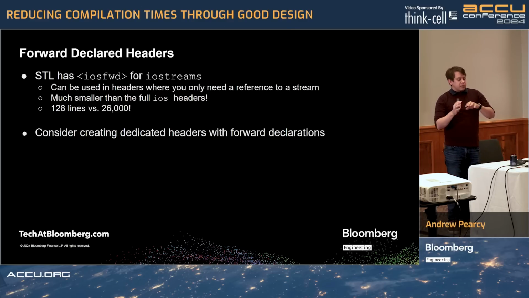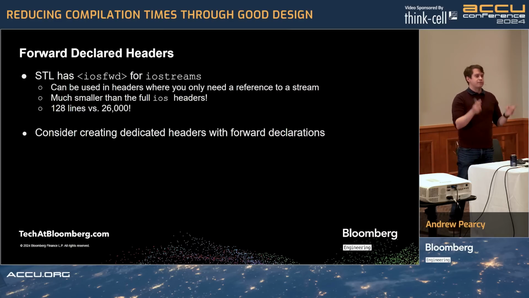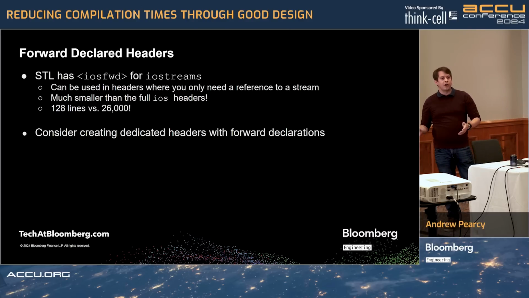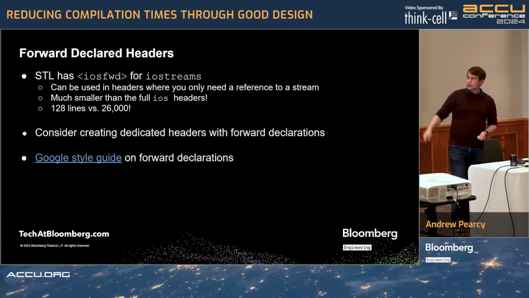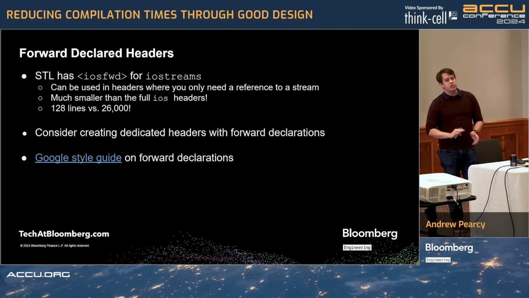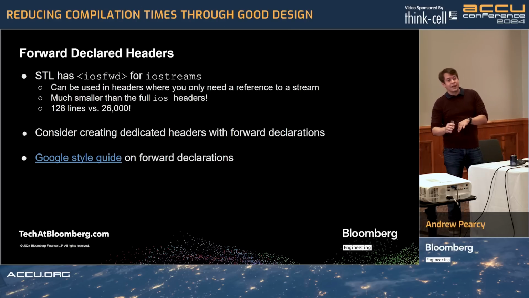The other one is consider creating dedicated headers with forward declarations for your classes. Or if you're a library owner, please create them for your library, because users of your library can then take the forward declaration as long as they don't need to know the size, and they can actually reduce the number of times they have to compile and pass through your headers. On that note, there is a Google style guide on forward declarations, when you should and shouldn't do it. The rule of thumb is very much you can forward declare what you own, but don't forward declare what you don't own. And it is strictly undefined behavior if you try and forward declare anything from the standard library. So don't do that.